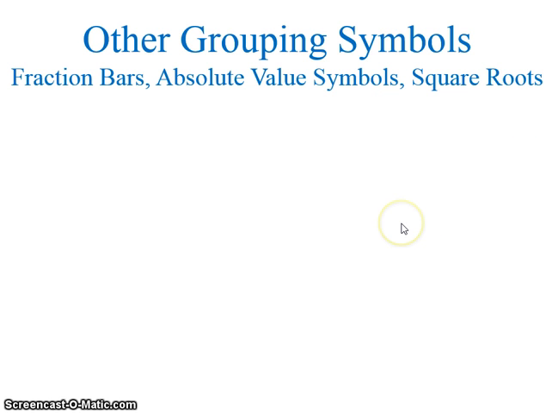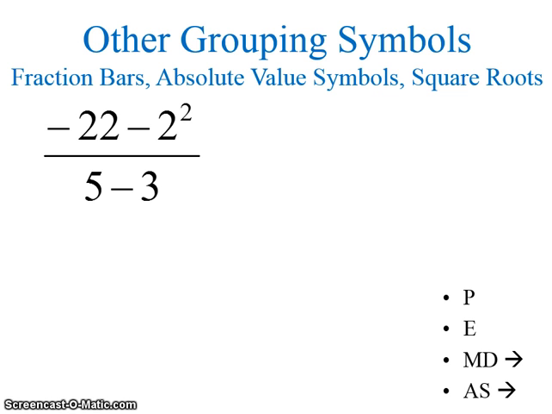Now, we talked about how parentheses means more than just parentheses. Parentheses also includes other grouping symbols like fraction bars, absolute value symbols, and square roots. So let's do some examples with these types of grouping symbols. Let's start with a fraction bar. This fraction bar cannot be simplified until both the numerator and denominator have only one value. I like to simplify each of them separately and then do our fraction bar reduction or division.